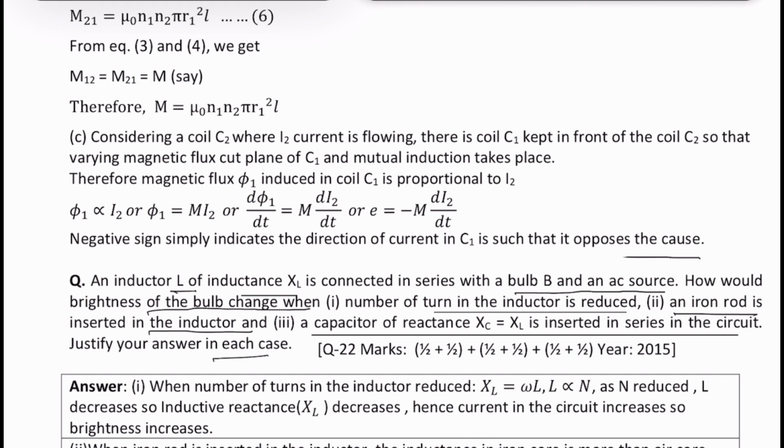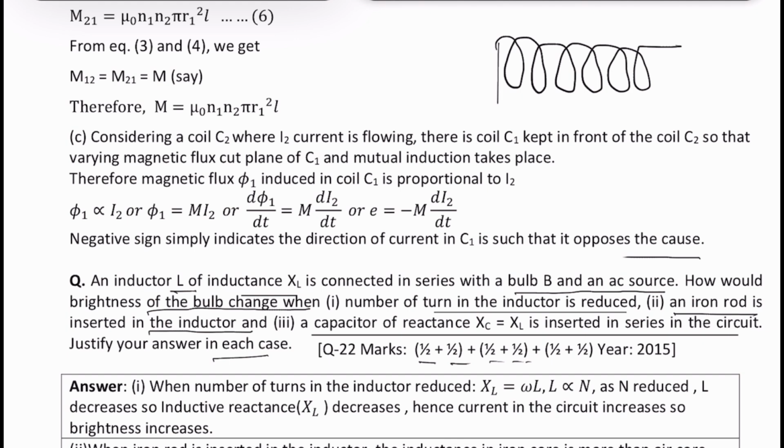So let us analyze this question and visualize it, because this question carries half marks for each small part. Okay. So first of all, an inductor is a spiral coil like a solenoid. Okay, this is the inductor, and it is connected with an AC source. There is an AC source that we have connected. Okay, so this is the AC source, and a bulb is also connected. Okay, so let us write the bulb like this.